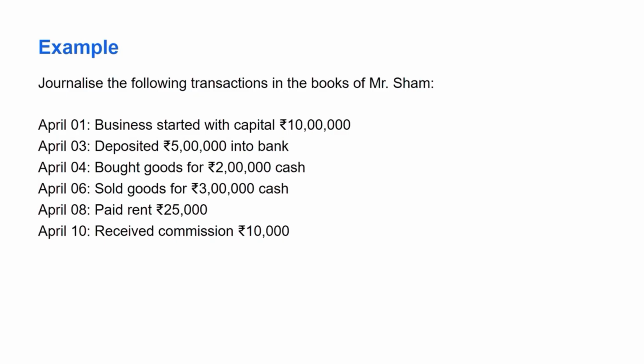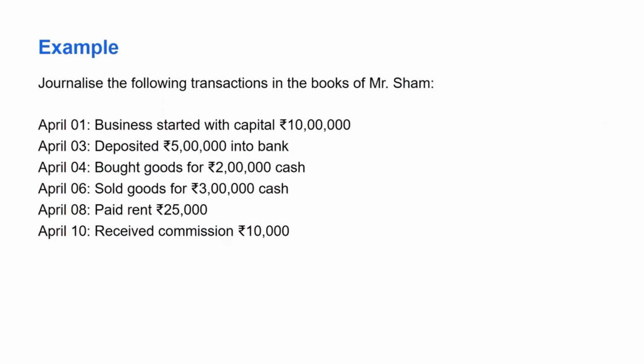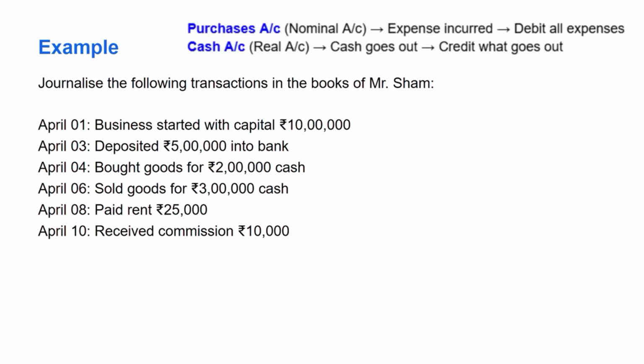And we record it as April 3rd, bank account debit 5 lakh to cash account 5 lakh, being cash deposited into bank. April 4th, bought goods for rupees 2 lakh cash. Here the two accounts are purchase account and cash account.